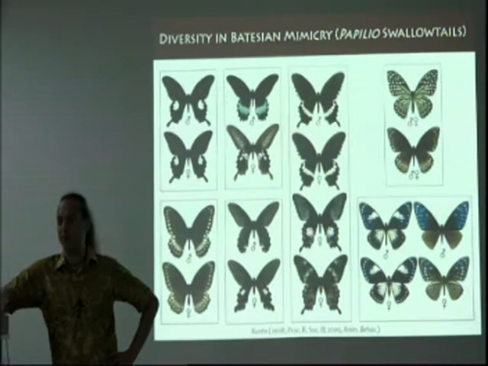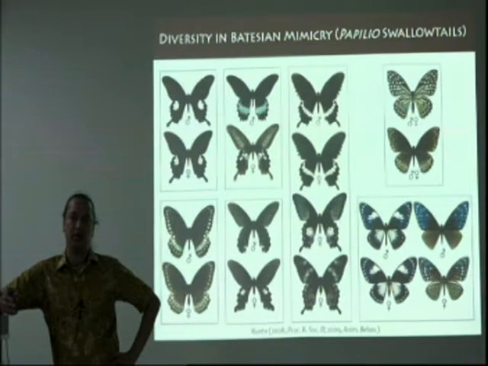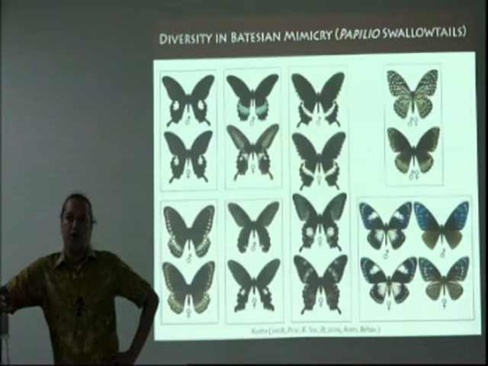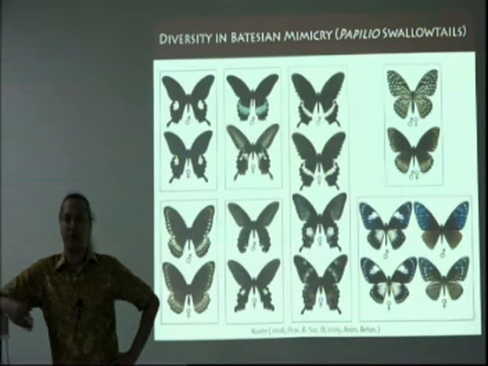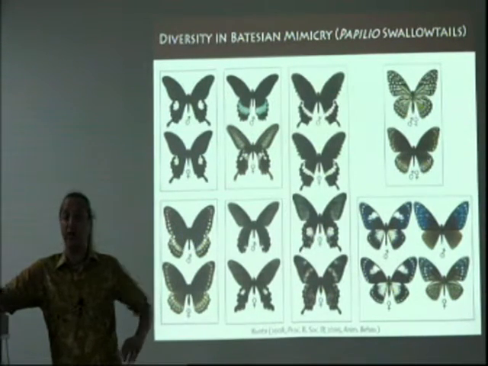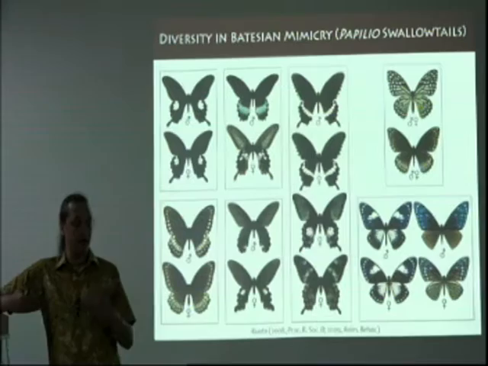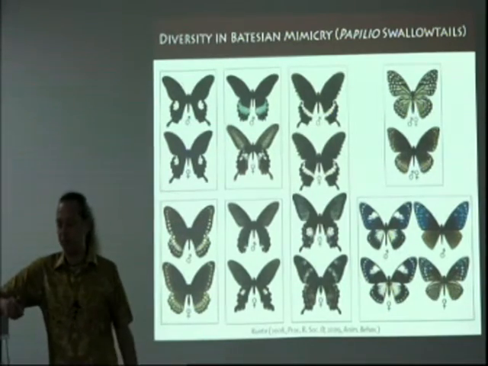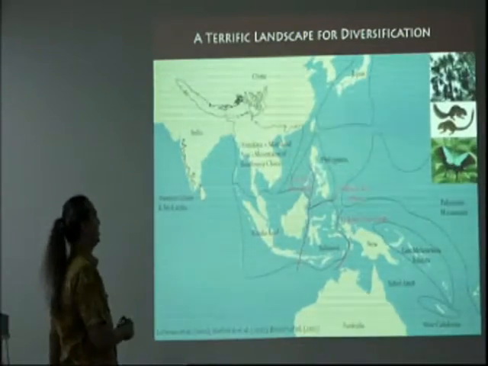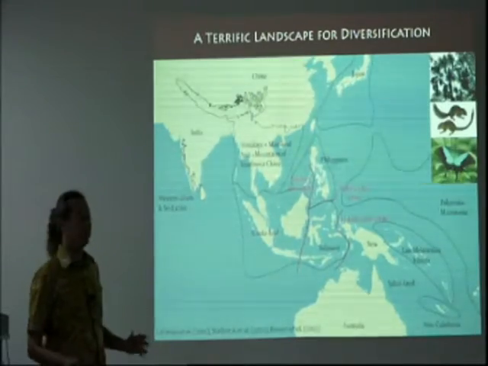If we don't know the species relationships, and I'm, for example, looking at divergence between taxa and reproductive isolation, as a function of genetic distance or temporal divergence, then I really cannot do this unless I know the species relationships. So this is where we started, and this is a terrific group to study that.